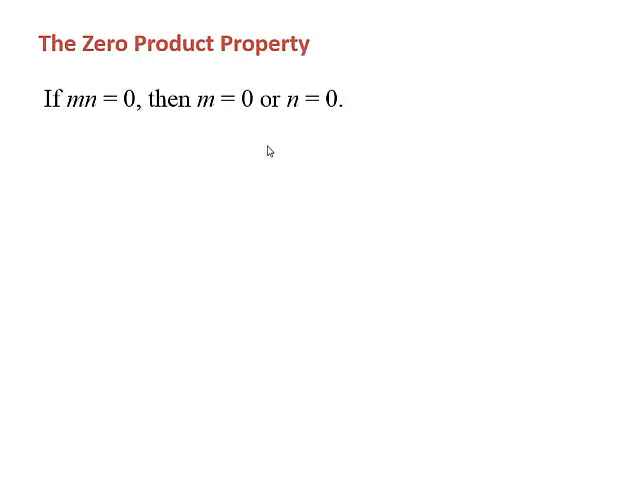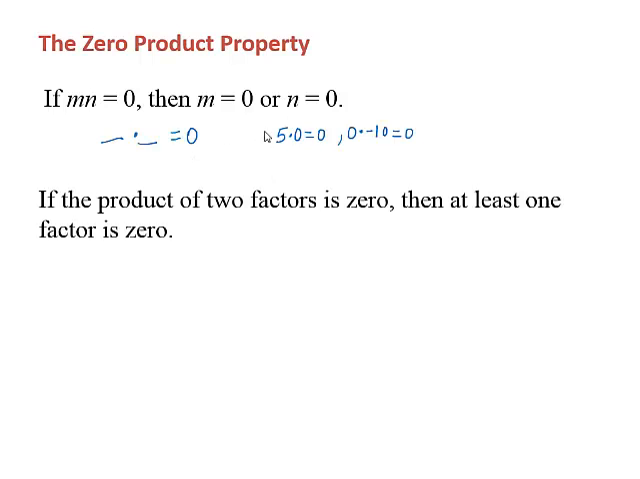Think about an example of real numbers. If I tell you that two numbers multiply to be 0, what must be true about one of those numbers? Well, one of them has to be 0. The only way for a product to be 0 is if one of those numbers is 0. 5 times 0 is 0. 0 times negative 10 is 0. So that's all this property states, is that if the product of two factors is 0, then at least one factor is 0.